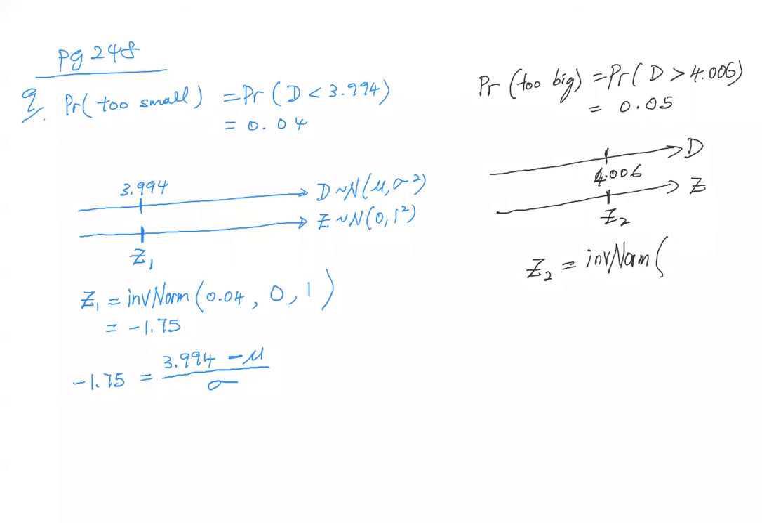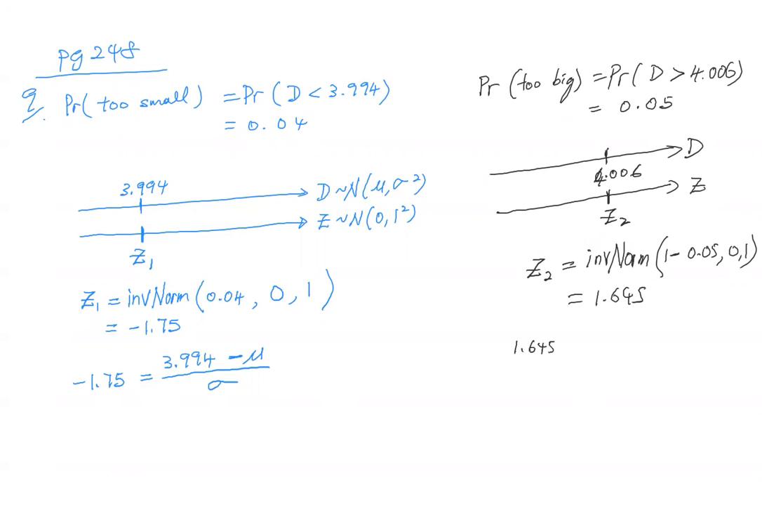Those who have the right calculator, you can straight away key in 0.05. Those who don't have, you have to key in 0.05, comma 0, comma 1. Okay, can I have the value of Z2? 1.645. So I write down the equation.